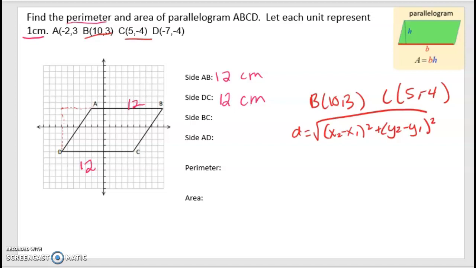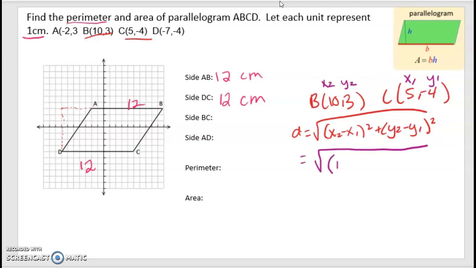And when I'm choosing my x1 and y1, I like to identify what those points are before I start so I don't get confused. So I'm going to let B be my x2, y2, and it doesn't matter which one you choose to be that. I just thought because 10 is bigger than 5, it's easier to choose that one when I'm subtracting. So that means that C is going to be x1, y1. Okay, and then from here, I'm going to just substitute those values in.